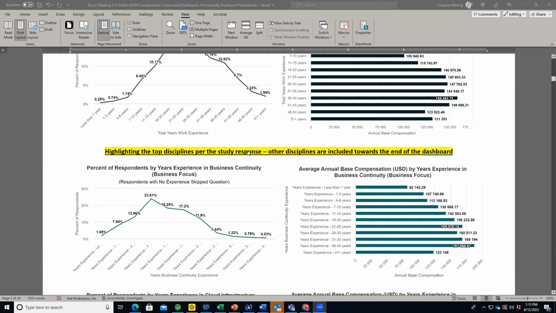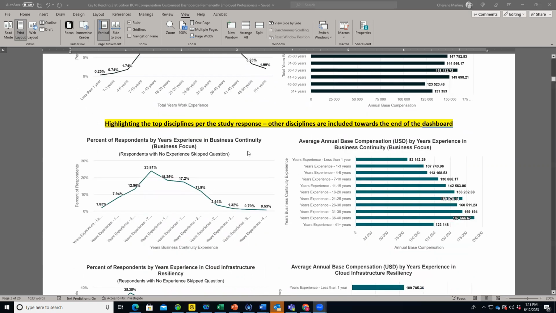Now, within the study, respondents could answer their years of experience for about 30 different disciplines. We only included the top disciplines at the very top of the dashboard and the key. The other ones within the study are included at the bottom towards the end of the dashboard and thus towards the end of the key.